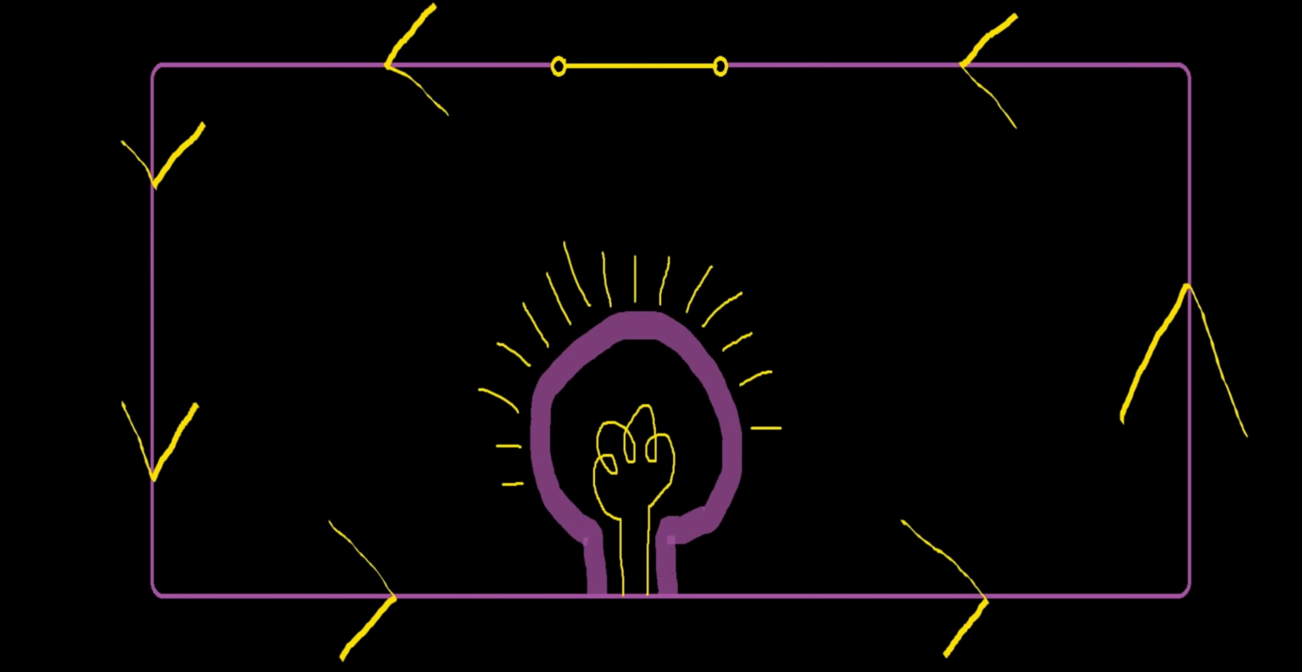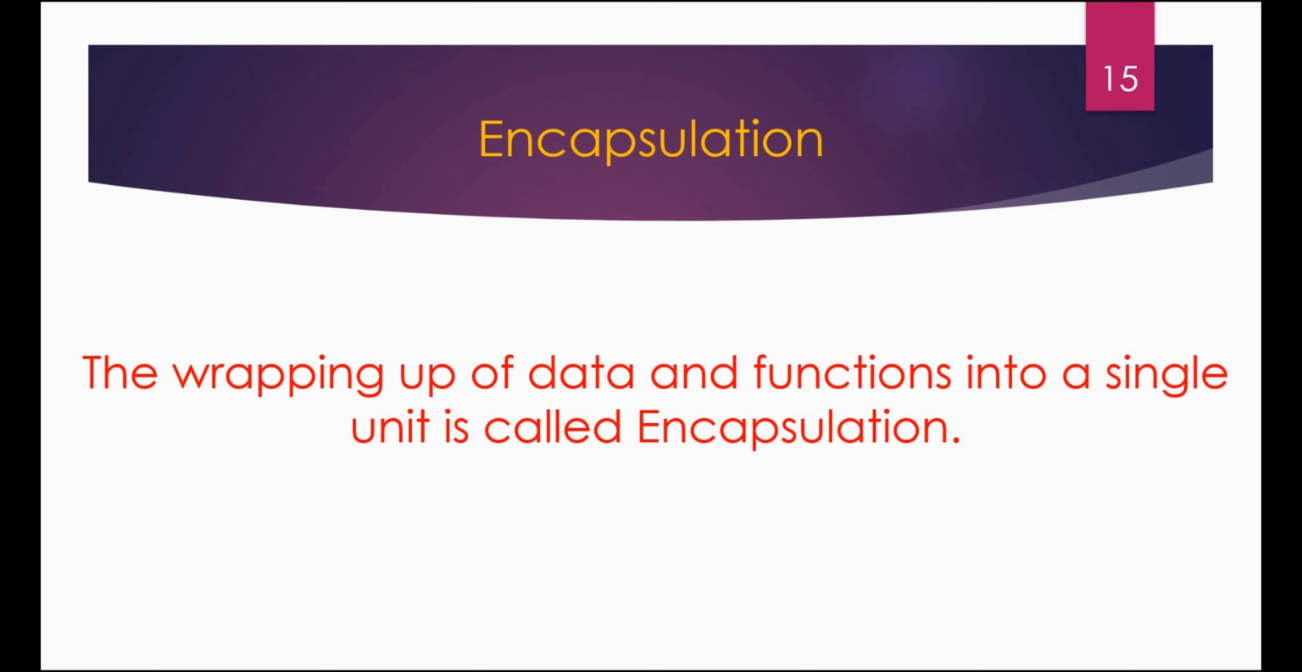Yeah, so the next term which we have is encapsulation. The wrapping up of data and functions into a single unit is called encapsulation. In this process, all of the data is wrapped up into a single unit, and it is protected or hidden from anyone who does not have the authority to access this information. So let's take a look at an example of encapsulation.